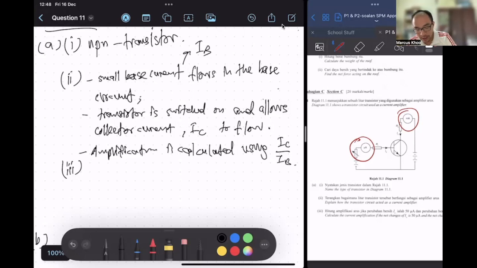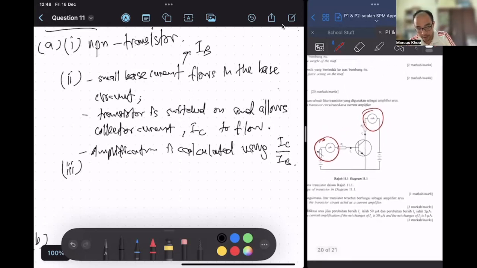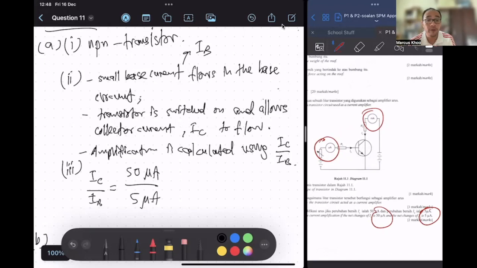So the third question, calculate the current amplification if the net changes of IB is 50 microampere and the net changes, so finally, of IB is 5 microamperes. Both are micro. Sorry, IC is 50 and IB is 5. So the amplification will be IC over IB, which is 50 micro over 5 micro. Not too bad, because both are micro, so you can cancel them. So you get 10. And amplification has no unit.